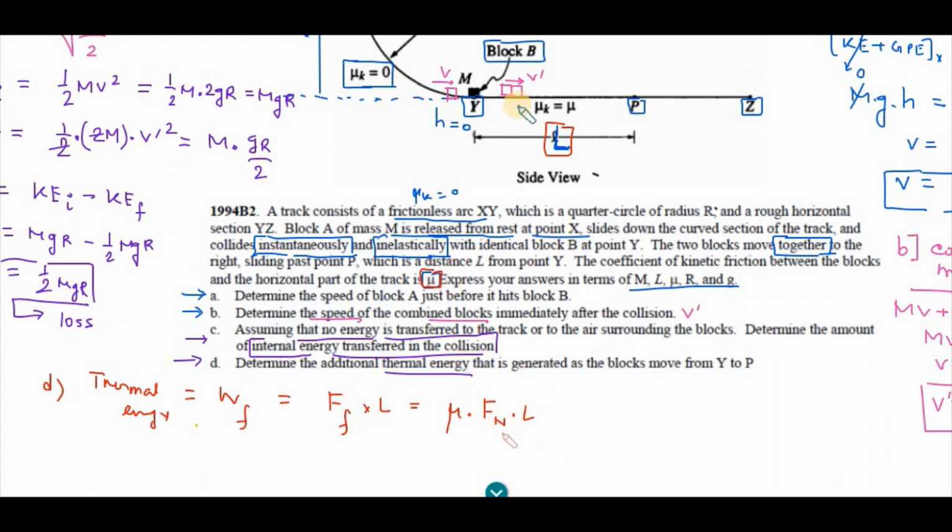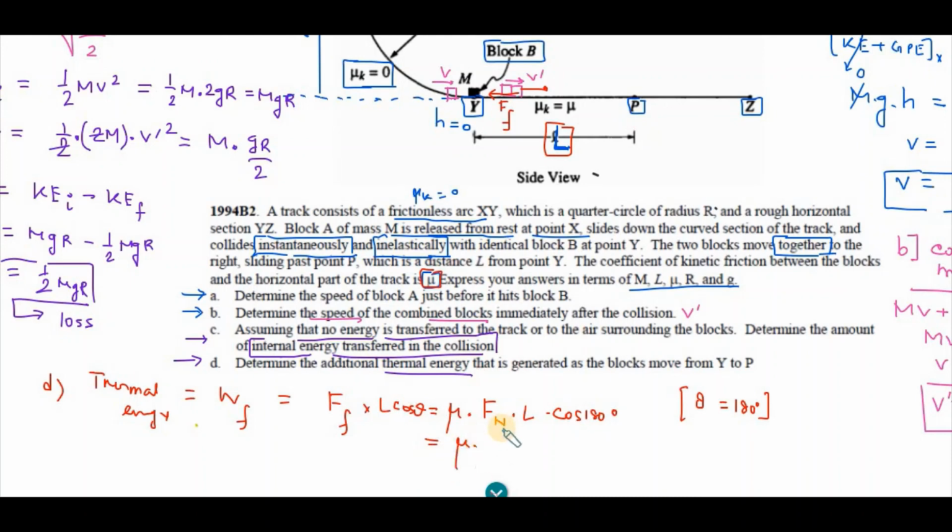Now the frictional force will be exerted in the opposite direction of its motion, and the block got displaced in the forward direction from Y to P. In the actual formula we can use force times displacement times cosine of theta. Presently this theta is equal to 180 degrees, since the frictional force is exerted in the opposite direction of its motion and the block is moving in the forward direction, and cosine of 180 degrees here.